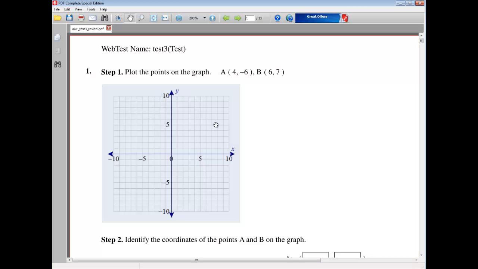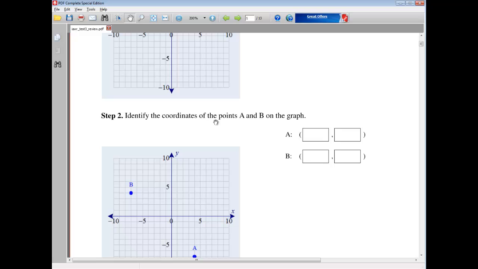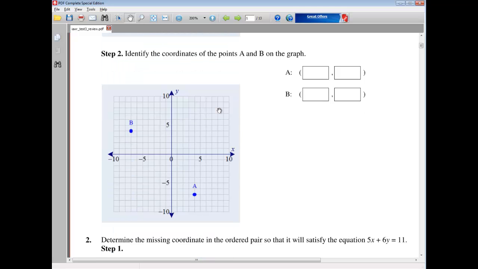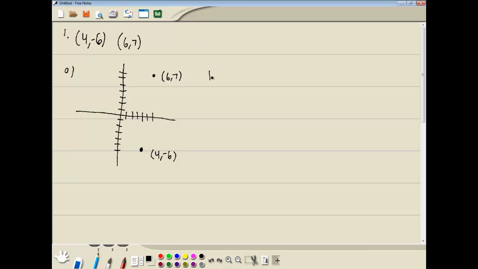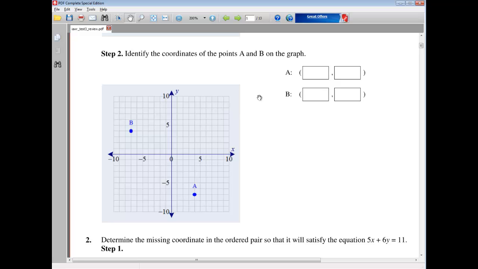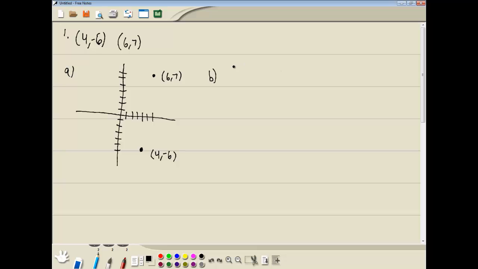Let's see what part B says. Identify the coordinates of the points. Oh, okay, this is not related to part A at all. So they want us to identify, this is our second part of this problem. Want us to identify the point A. Well, if I take my point A and I come straight up to my x-axis, that would give me 4. This would be the point A.